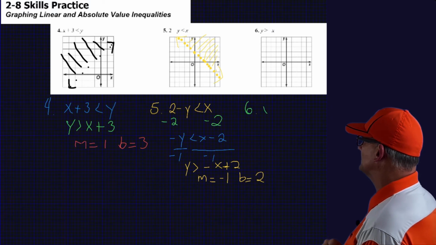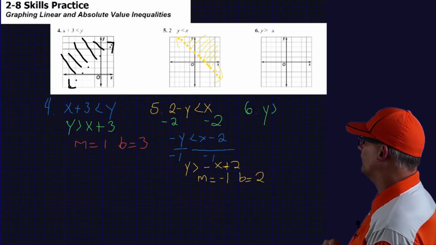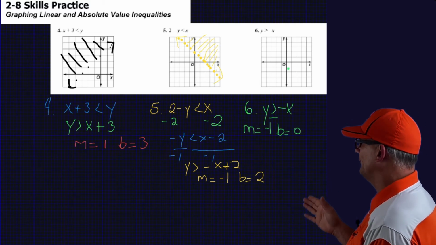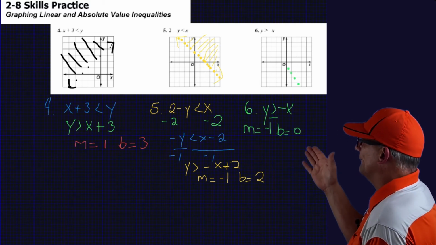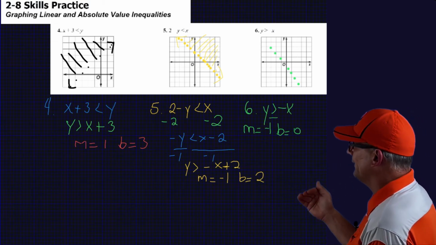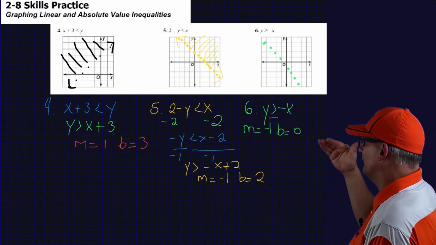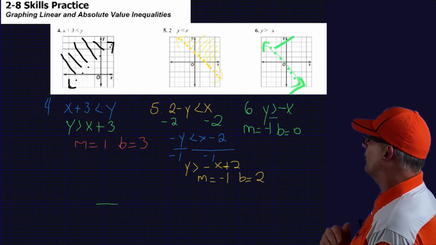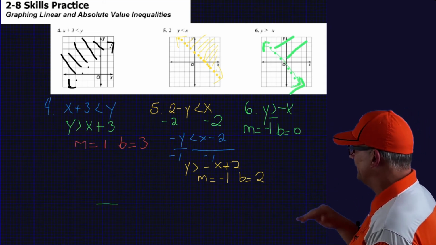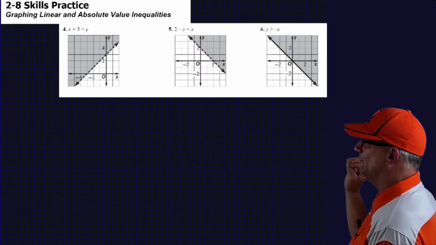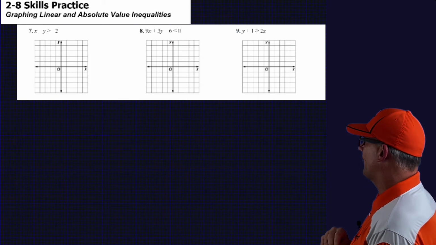All right, number 6, y greater than x, okay? So all we're going to do, we know that the slope is -1, the y-intercept is 0. It's greater than, so what are we going to do? Where are the greater numbers? Are they above or below? Obviously, the bigger numbers are above. Shade everything in that region, and there you have it. Every value in that region is a solution.